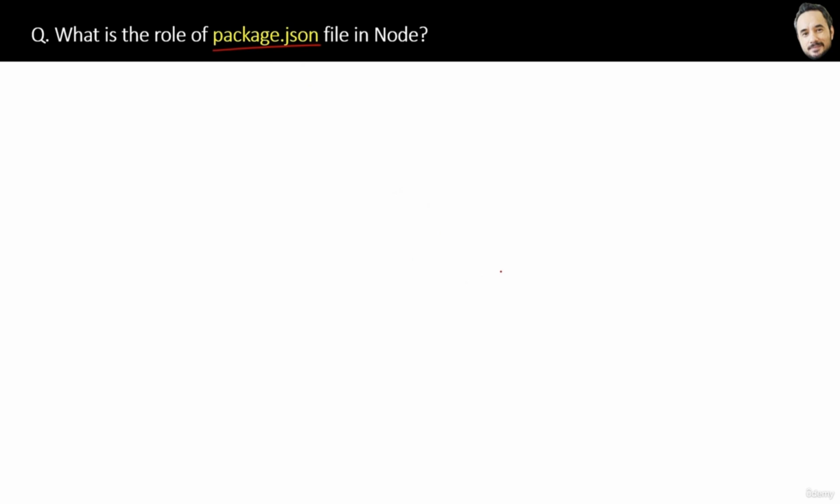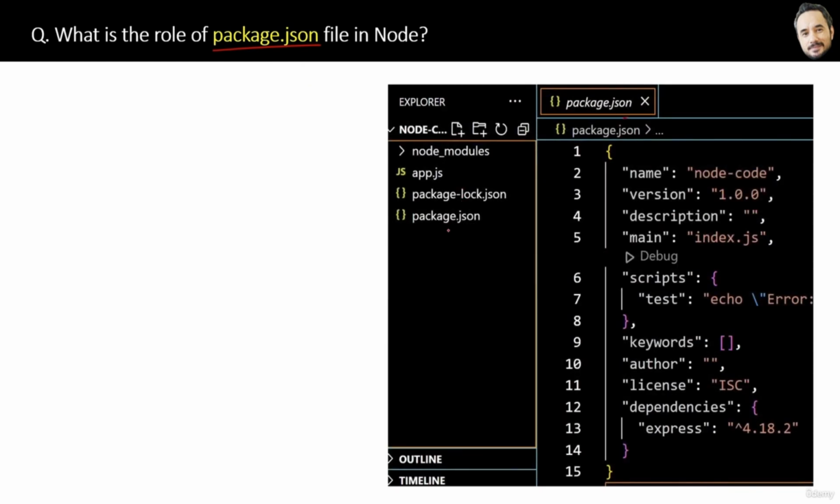What is the role of package.json file in node? When you create your project for the first time, you will find this package.json file in your project. This package.json file contains the project metadata. Metadata means the information about your project. For example, here you can see the information about this project. Project name, project version, project description, project author, project license. Okay, so this is the information about this project, right?